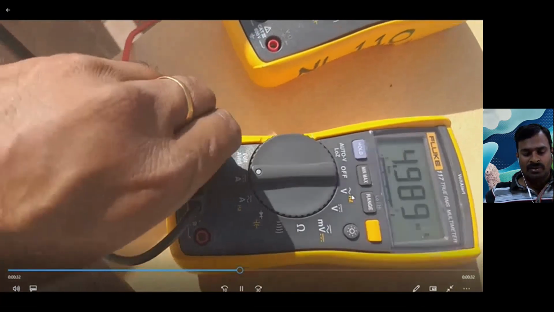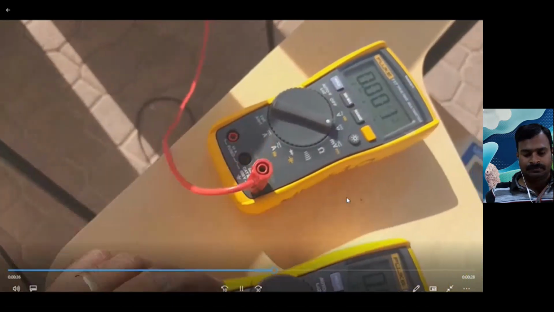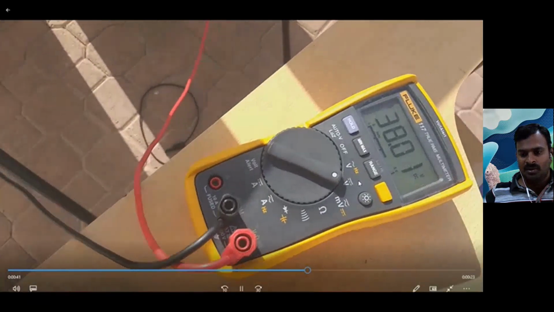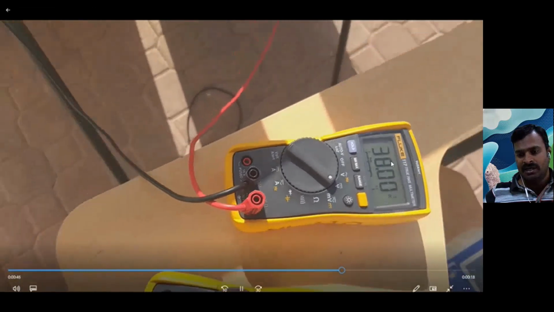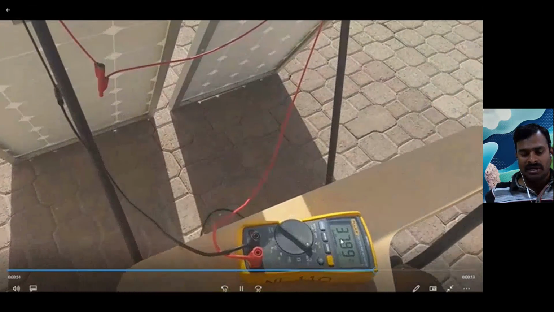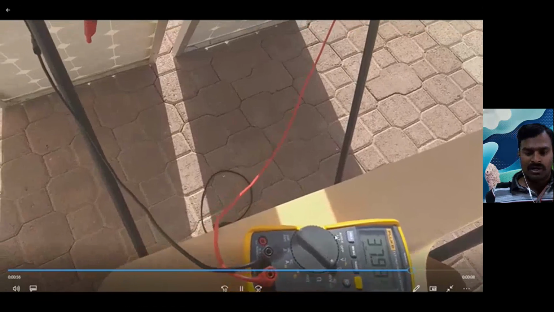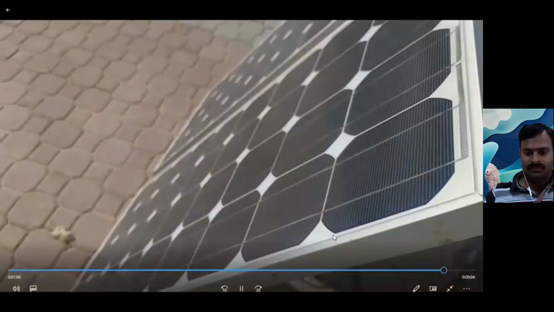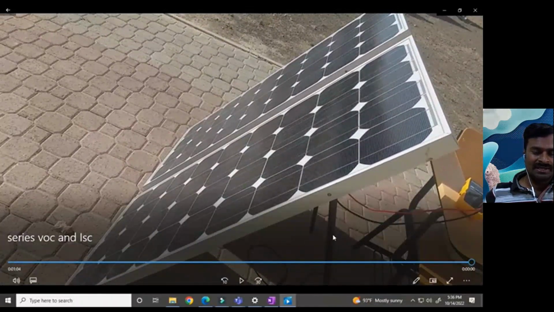For measuring the open circuit voltage, change this to the voltage knob. So it is already kept in voltage mode. So you can see the voltage is getting added up so that you get 38.38 volt. So with the available 38 volt, you can connect a 24 volt battery bank, and also you can connect that 24 volt battery bank to a 24 volt inverter. So this is how we connect solar panels in series connections.